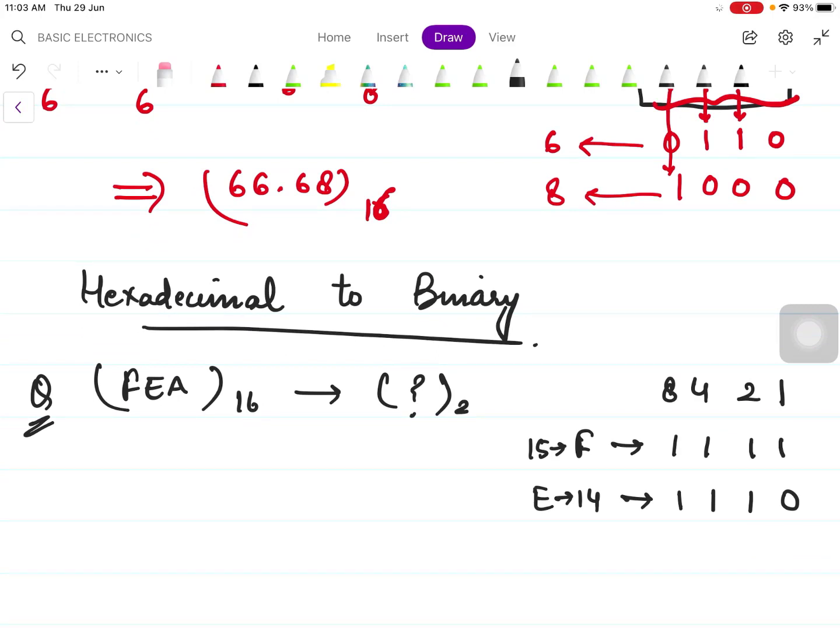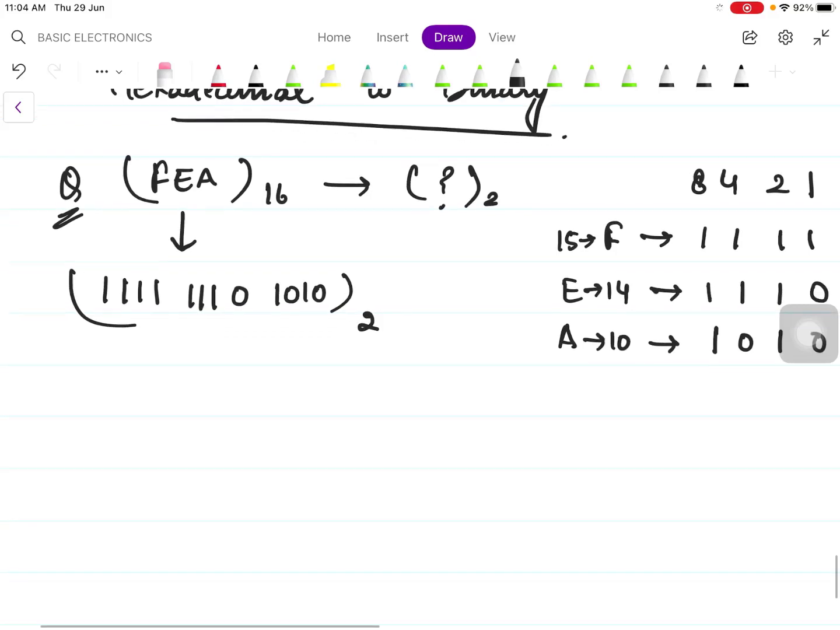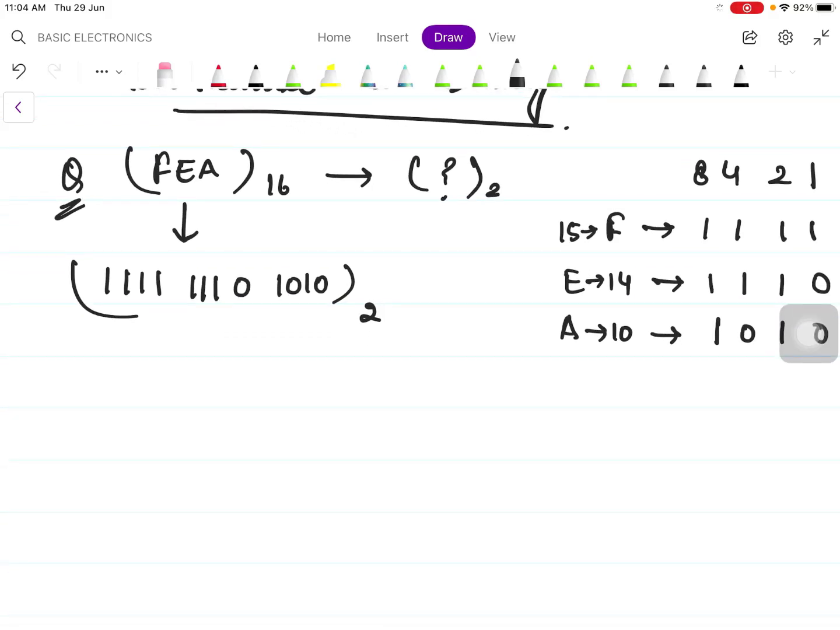8 plus 4, 12, 12 plus 2, 14. Then for A is 10. For 10, you have to get 1 under 8 and 2. 8 plus 2 is 10. So it will be 1010. So simply the answer is 1111 1110 1010. So this is how it gets converted. Very, very simple. Now let us see another conversion, that is binary to octal.